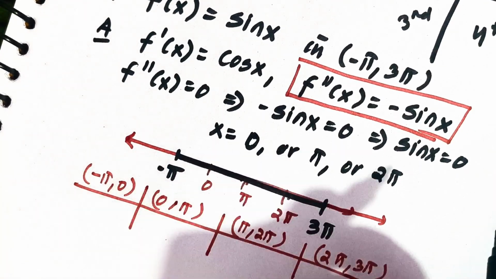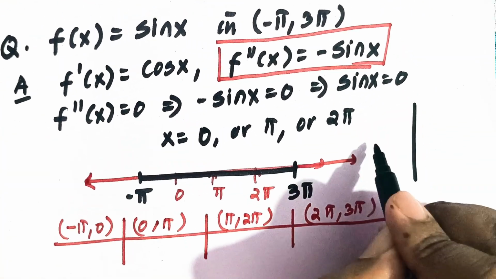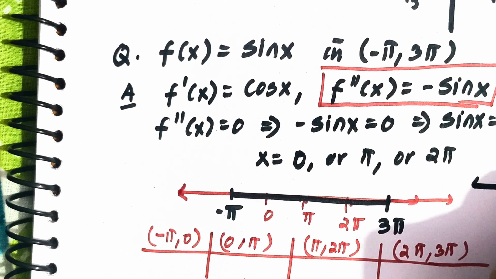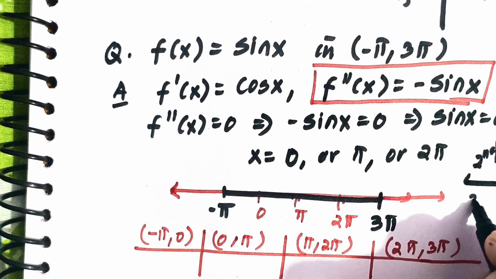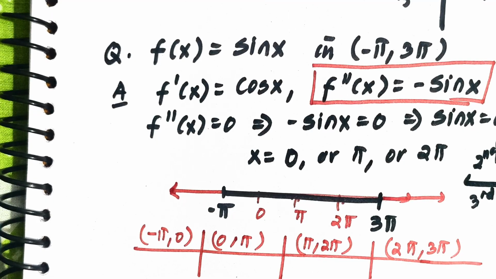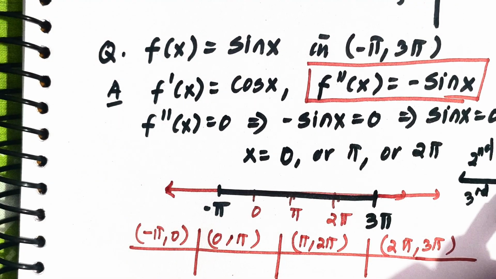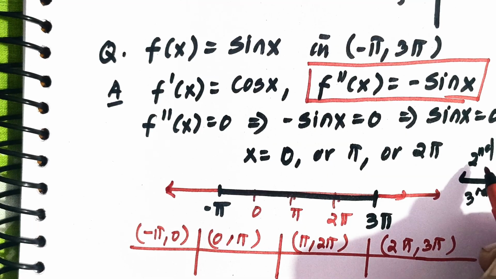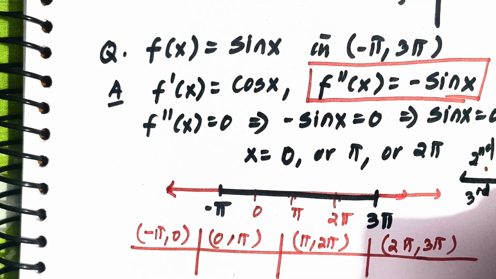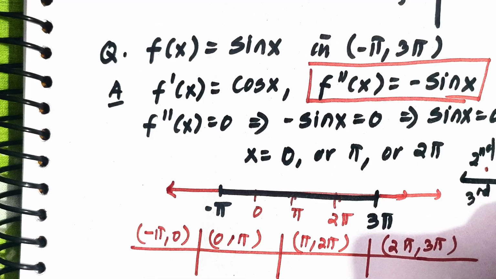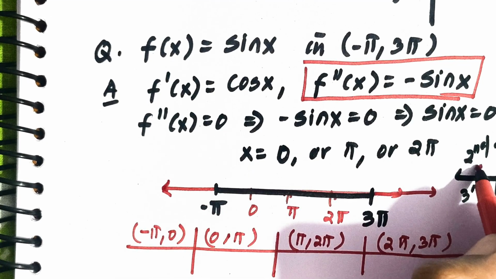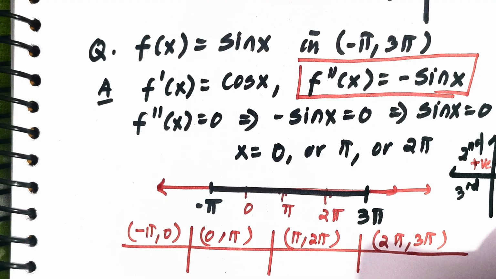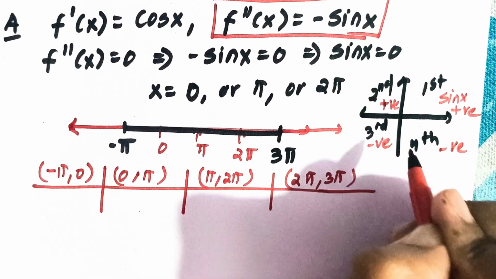See, in the Cartesian plane, this is our first quadrant, this is second, this is third, this is fourth, and in the first quadrant our sign is positive. Sin x has sign positive. Here also positive. Sin x sign here is positive, and in this quadrant it is negative. Here also it is negative.